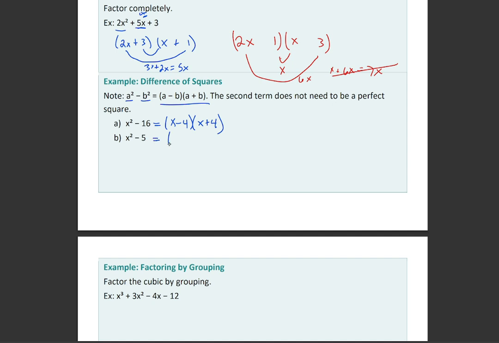Now, similarly, we can apply this rule to numbers that are not naturally squares, like 5. And all we do is put a square root on the number. So this would be x minus root 5 and x plus root 5. So we can apply our difference of squares rule on non-squares. We just throw a square root in there and it makes it work. It makes it really easy to factor and find your roots that way typically.